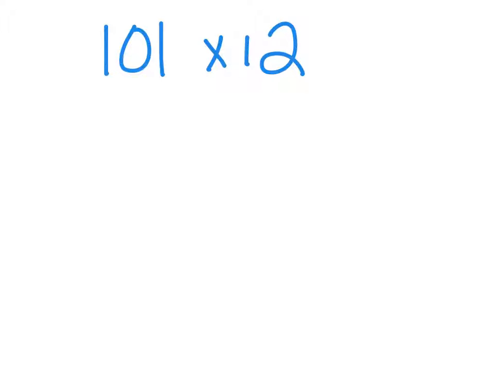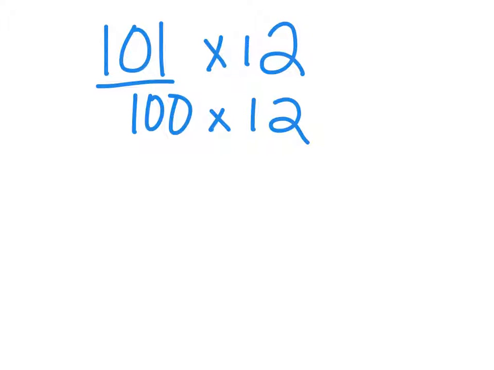Okay, so what I thought of automatically when I looked at this problem is that 101 could easily be changed to 100 because we worked for a really long time at the beginning of the school year on our multiples of tens. So we know right off the bat that 100 times 12 is 1,200. Oops, I got one extra zero there. Let me erase that one. 1,200.